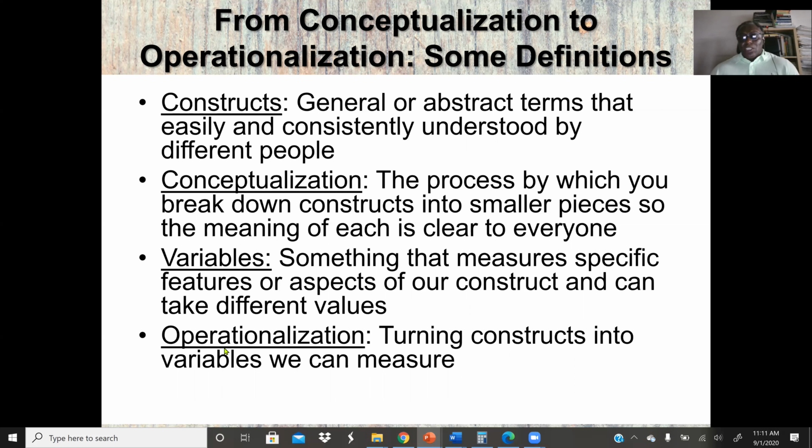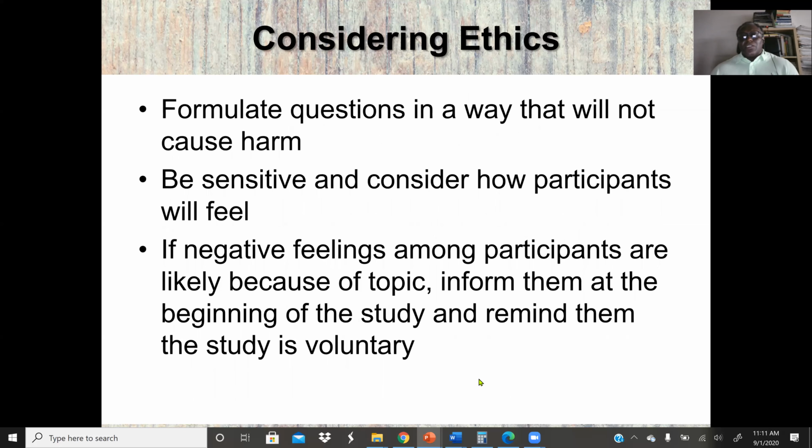Also, operationalization means turning constructs into variables we can measure. We will discuss this also. Also, when we are doing research, in general, we need to consider ethics. The subjects involved, their privacy has to be respected, and their health and well-being, both mentally and physically, have to be respected. And for anything we are going to do, we need to have their consent.